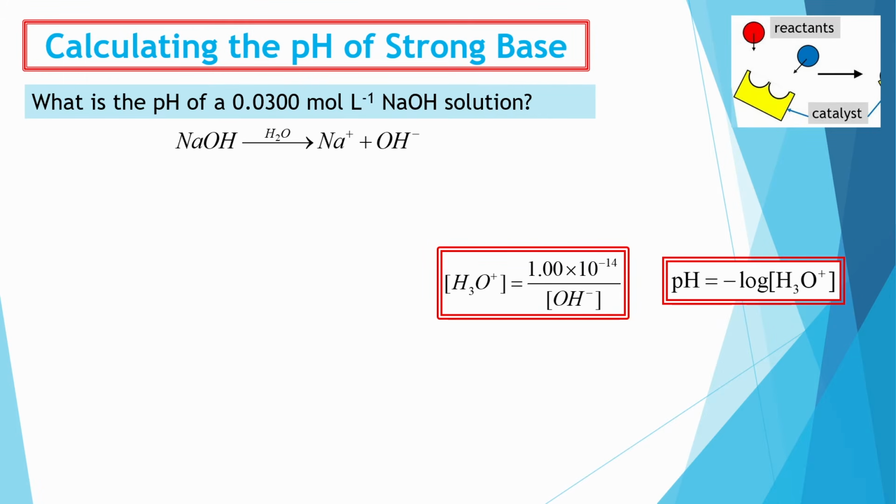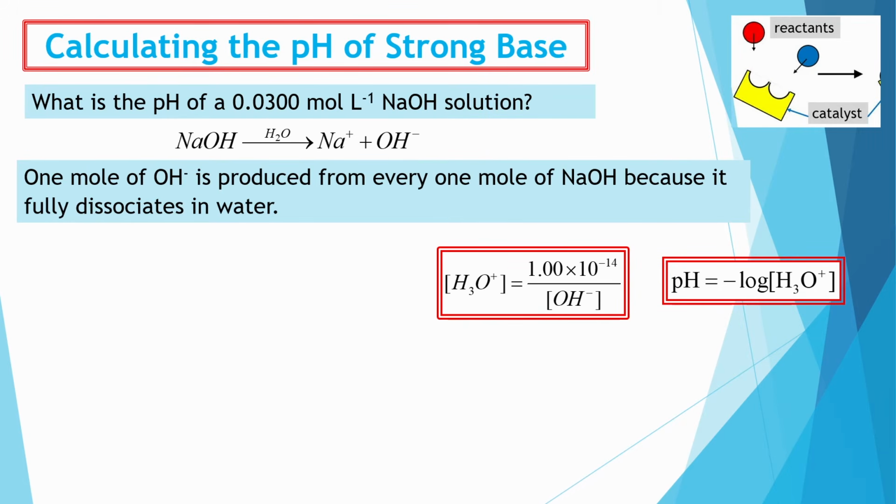So the first thing I do is the dissociation of sodium hydroxide. When I look at a strong base, I always put the water above the arrow. Basically this is an ionic lattice. It breaks into sodium ions and hydroxide ions. Hydroxide ions are what give it the property of being a strong base. Every 1 mole of base produces 1 mole of OH-. So the concentration of OH- is 0.0300, the same concentration as the base.